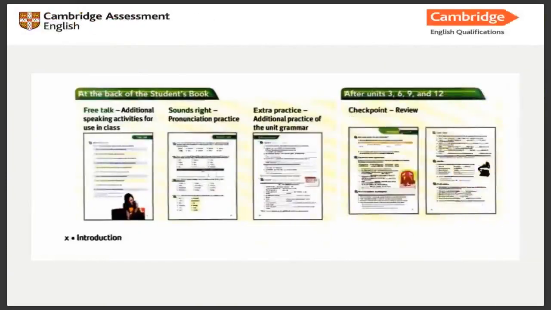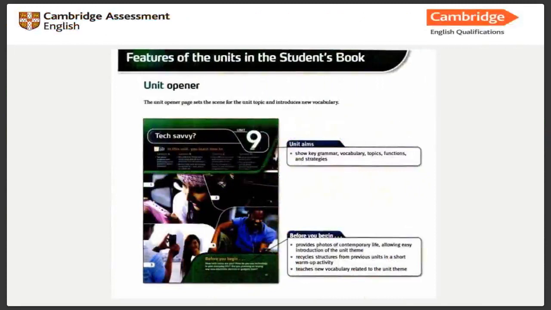The teacher's book will also highlight what's contained at the back of the student's book. In other words, the free talk, sounds right, and extra practice sections, as well as the periodic checkpoints after every 3 units. There then follows a more detailed run-through of a typical unit in the student's book, starting with the unit opener page, highlighting the unit aims and the before you begin parts.